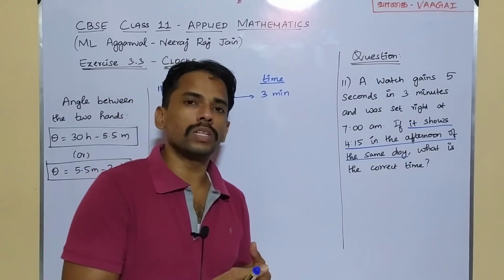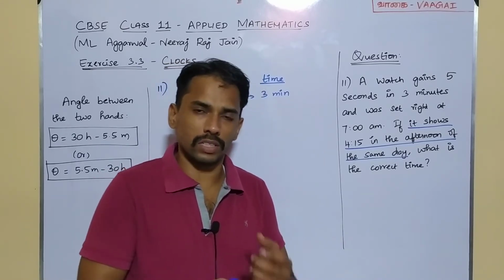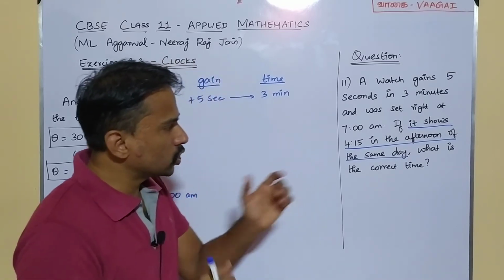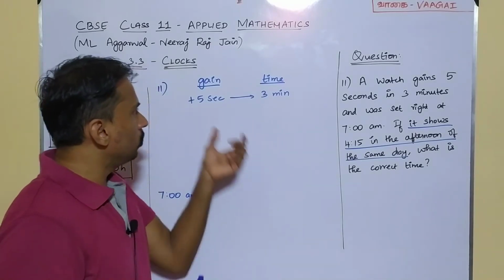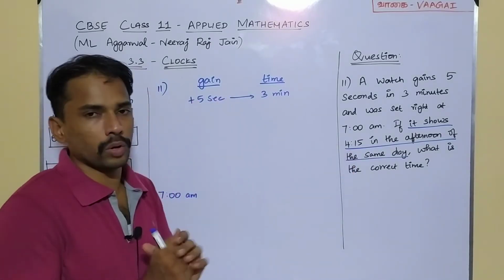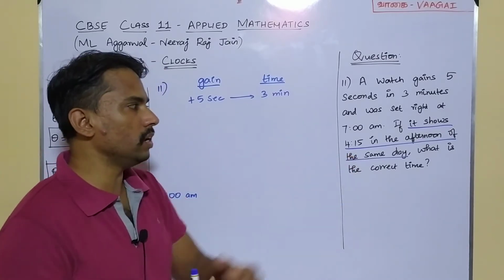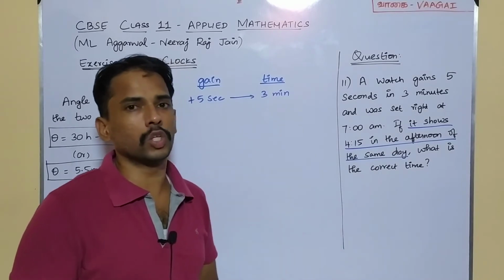In our previous questions, we saw everything with respect to the correct time. But in this question, they are talking about a gaining clock, and what time it is showing. This gaining clock is now showing a time of 4:15. Then at that same time, what is the correct time? This is what they are asking.